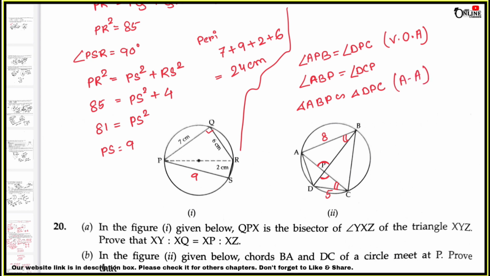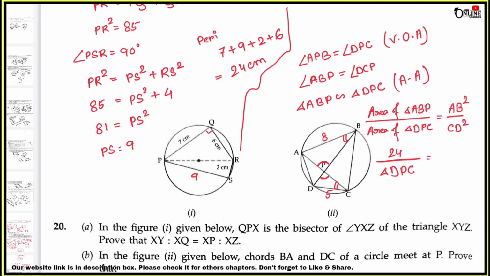Now if these two triangles are similar, you can apply the theorem: if two triangles are similar, then area of triangle ABP divided by area of triangle DPC equals AB square by CD square. I hope you know that. Here the area is 24, and you have to find the area of DPC. AB square means 64, because 8 square, CD square equals 25, because 5 square. So from this equation, you will get the value 75 by 8. You can also convert this into a mixed fraction.